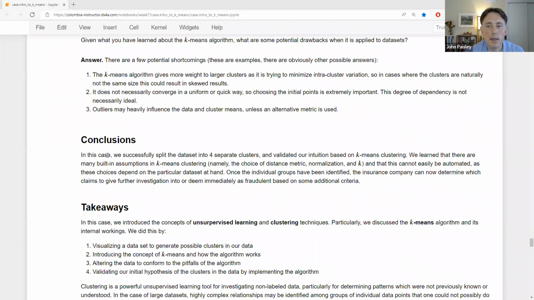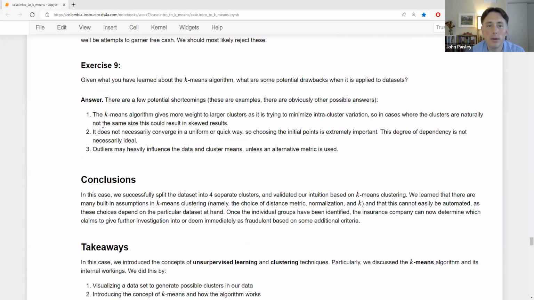Okay, so to conclude, maybe we have some potential shortcomings. So k-means gives more weight to larger clusters than smaller clusters. So that's an issue where the larger clusters could dominate the results that you get. It doesn't necessarily converge uniformly or quickly if you have a large data set with high dimensions, but that's not so much of a key issue. I wouldn't worry so much about that.